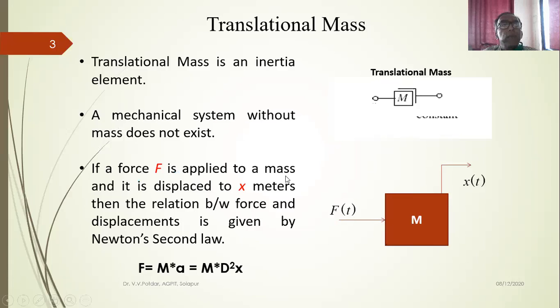If a force F is applied to a mass and it is displaced by x meters, then the relationship between force and displacement is given by Newton's second law. That is, F is equal to m into acceleration a, that is m into d2x by dt squared. With d by dt written as capital D, d2x by dt squared is D squared x, so F is m D squared x. We have seen the transfer function also.